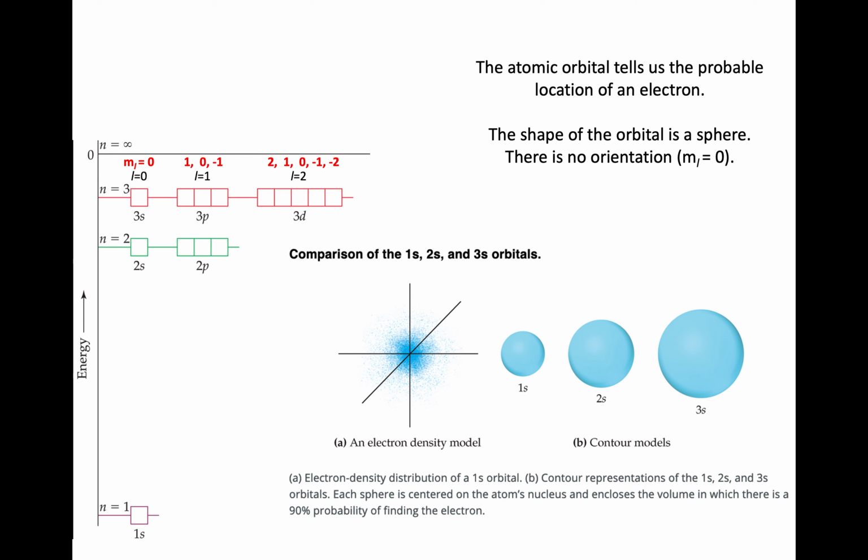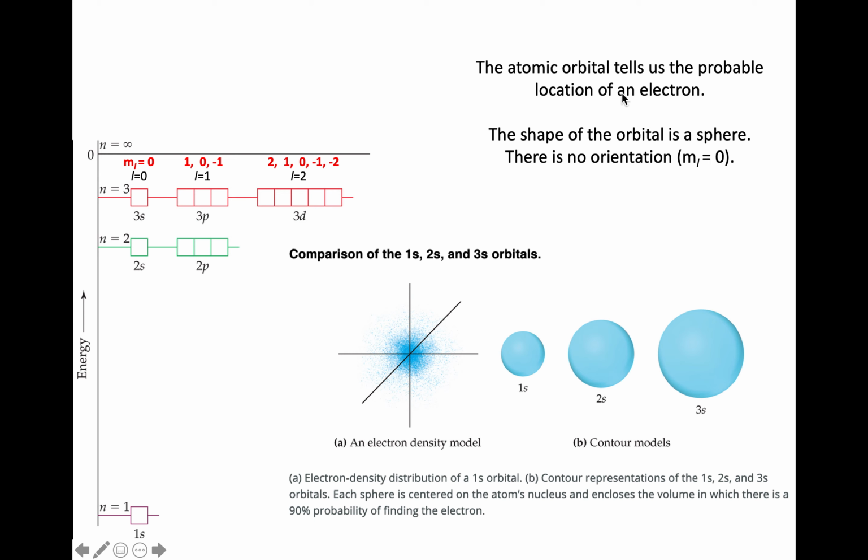The shape of the orbital for an s is a sphere. There is no preferred orientation. For an s orbital, if it looks like a ball, you can tumble it any which way and it still looks the same. That's what it means to say there is no orientation to it. m sub l equals 0.